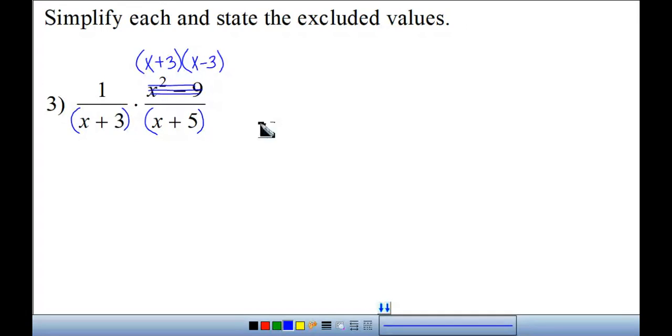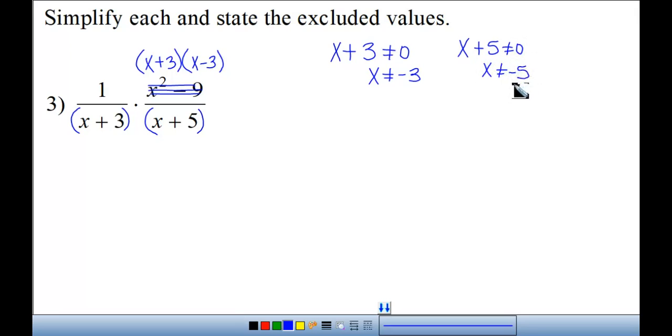Now that everything is factored, let's state the excluded values. Remember, excluded values only come from the denominators that have variables in them. I actually have 2. I'll take x plus 3, set it not equal to 0, and solve. So my first excluded value is x cannot equal negative 3. Now I'll do the same with x plus 5. My second excluded value is negative 5.